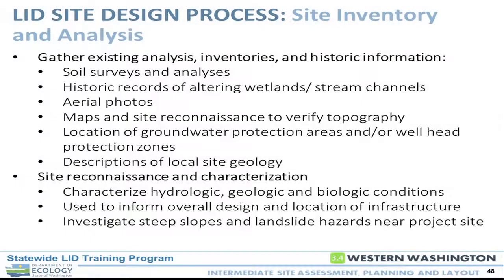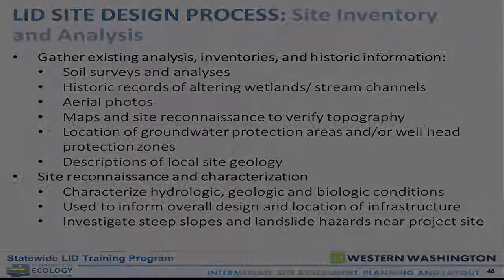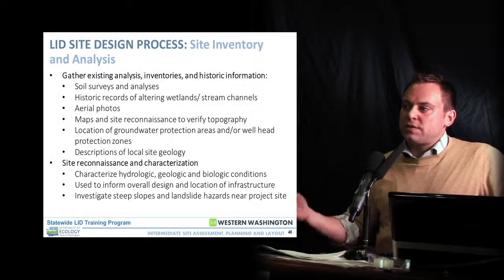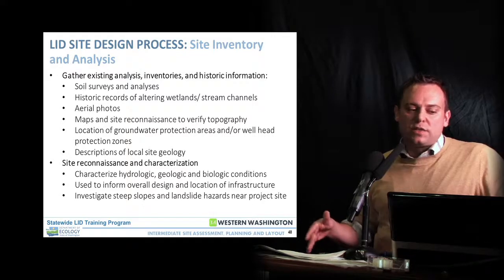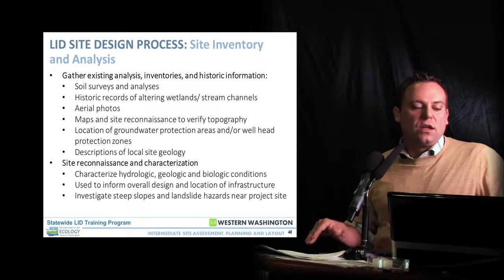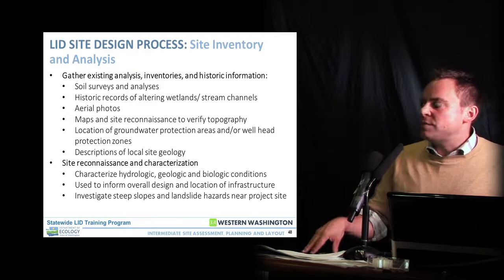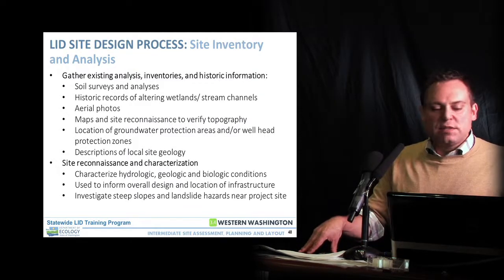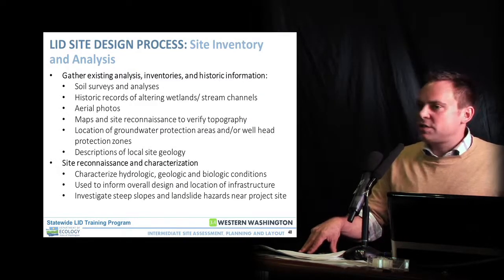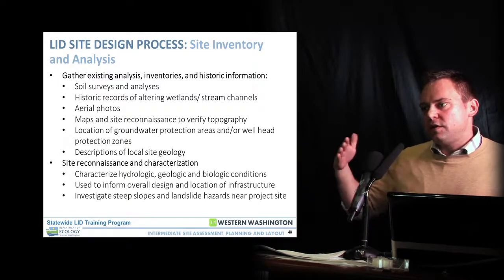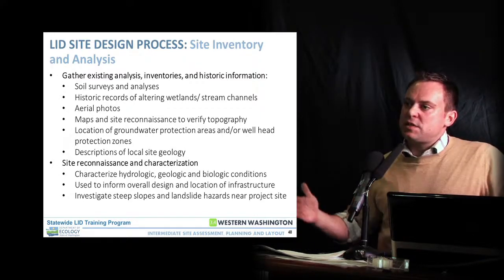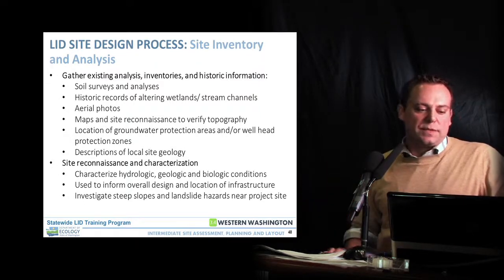This is your site inventory and analysis. What are we going to need to learn about the site to determine where we can do low impact development, where can we infiltrate, and where should we not infiltrate? There's a lot of stuff you can do just based on doing your homework without actually going out and digging test pits and doing explorations. You can look at soil surveys and analysis. You can look at historic records of stream channels and wetlands, especially if you have a green site. Aerial photos, especially like Google Earth and some of those that have historical aerial photos, you can see how the property has changed over time and see what it was before it was developed previously.